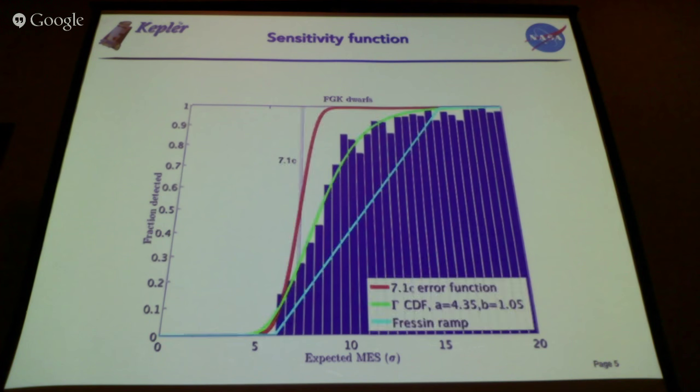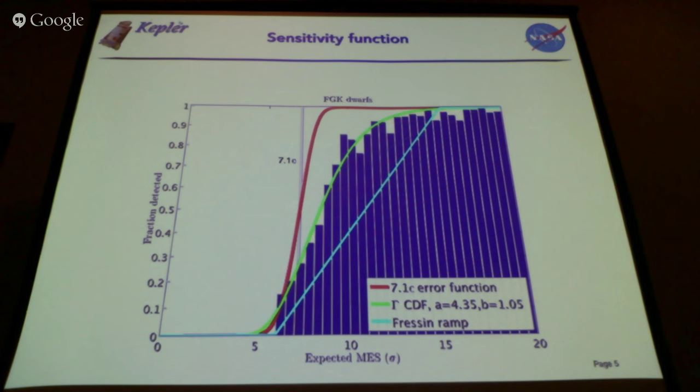Now, what would we have expected? So the detection threshold, as I've mentioned, is 7.1 sigma. If the noise was able to be perfectly whitened by the wavelet transform in the pipeline, then we'd expect the recovery to look something like an error function centered at 7.1. So 50% at 7.1 sigma, this red curve. And you can see we're not achieving that.